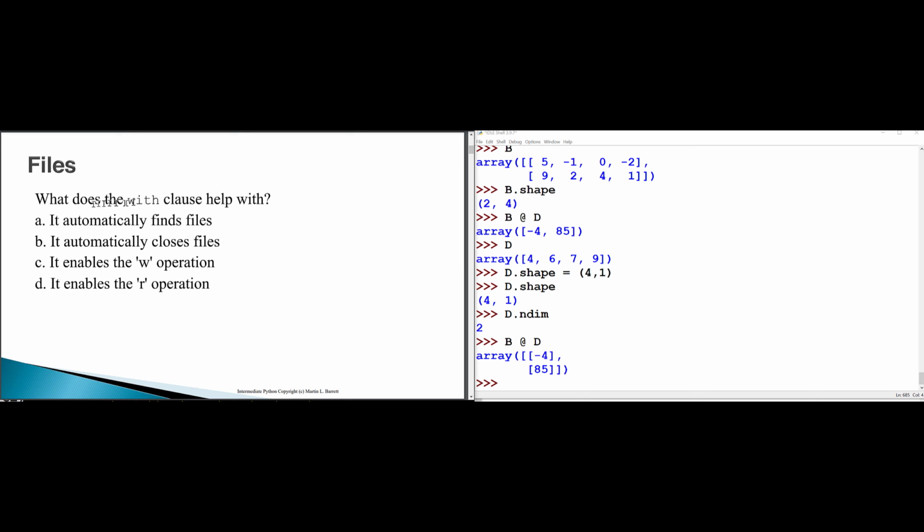For files, what does the with clause help you with? Choices are, it automatically finds files, it automatically closes files, it enables the W operation so that files are open for writing, it enables the R operation so that files are open for reading. The correct answer here is that by using the with clause, a file will automatically be closed at the conclusion of the with block. So that's a very handy way of not having to worry about whether you remembered to close a file or not.